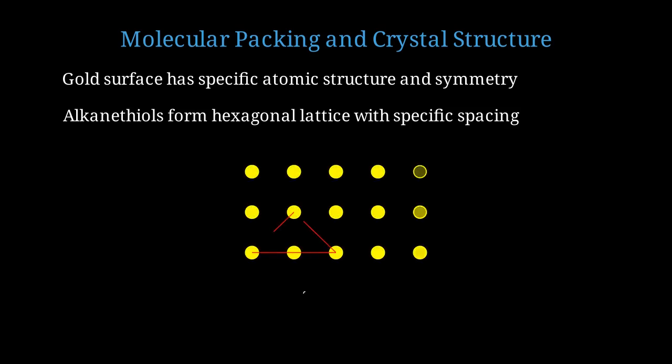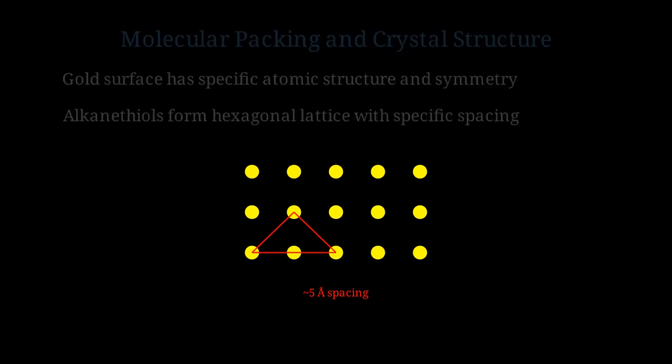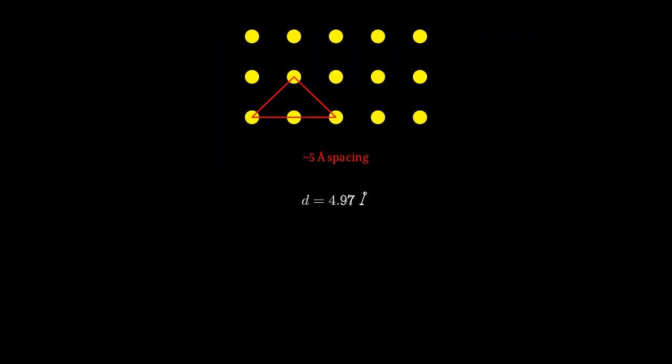This diagram shows the top view of the hexagonal packing. Each yellow circle represents a sulfur atom bonded to the gold surface. The spacing between neighboring molecules is approximately 5 angstroms. The precise lattice spacing is 4.97 angstroms, determined by the gold substrate structure and optimized van der Waals interactions.